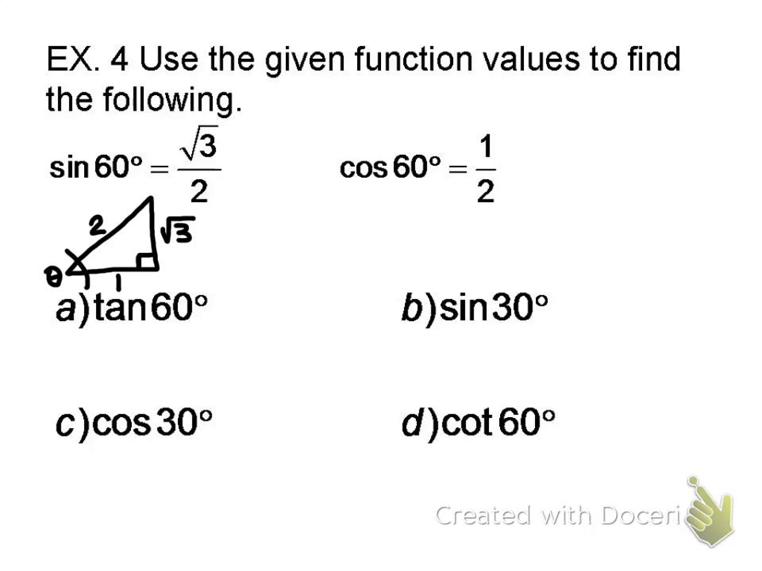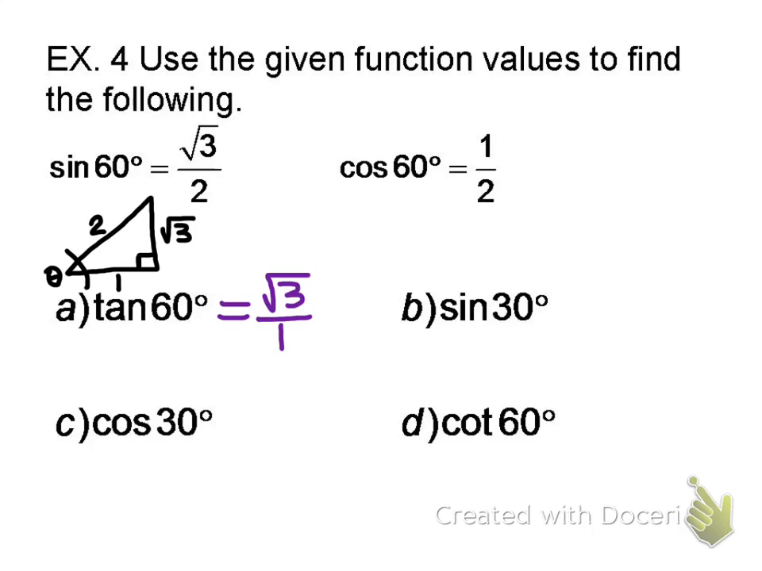The angle that I have labeled is the 60-degree angle that they gave me. So if I want the tangent of 60 degrees, then I'm going to do opposite over adjacent, which is going to be the square root of 3 over 1. And you can just write that as the square root of 3 if you'd like to.